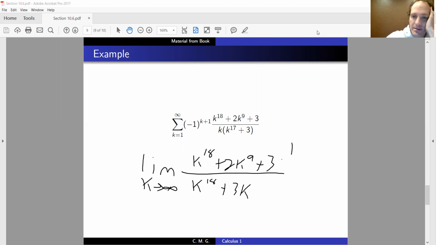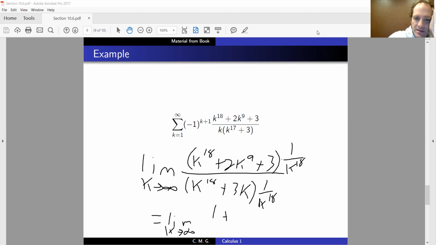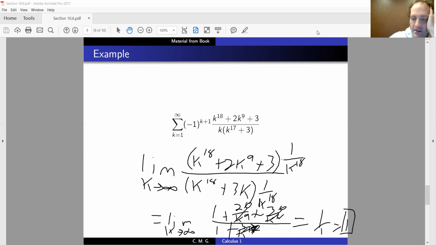So I'll do the 1 over k to the 18 just for completeness here. So I divide all my terms by k to the 18th. And what I end up getting here is just the limit as k goes to infinity of 1 plus 2 over k to the 9 plus 3 over k to the 18, over 1 plus 3 over k to the 17. Anything with a k in the denominator in the limit goes to 0 because it's a denominator getting bigger and bigger. So I'm just left with 1 over 1. So the limit here is 1.